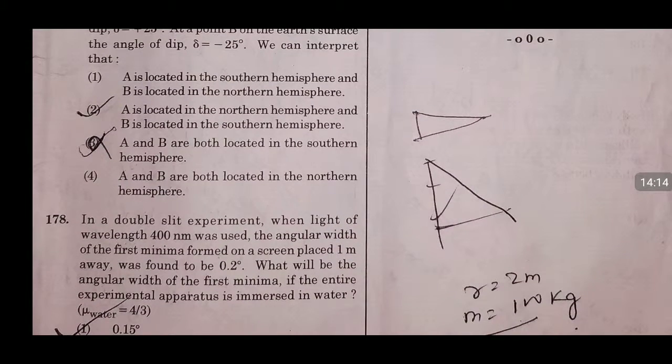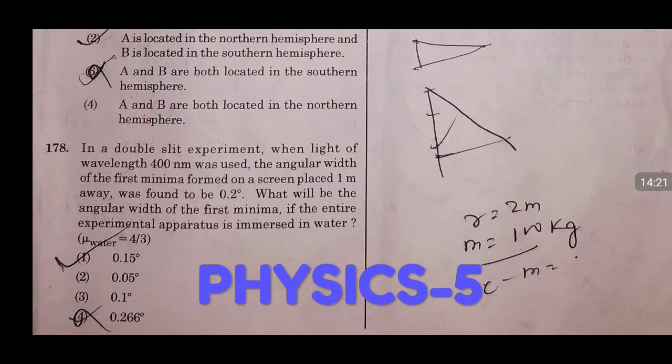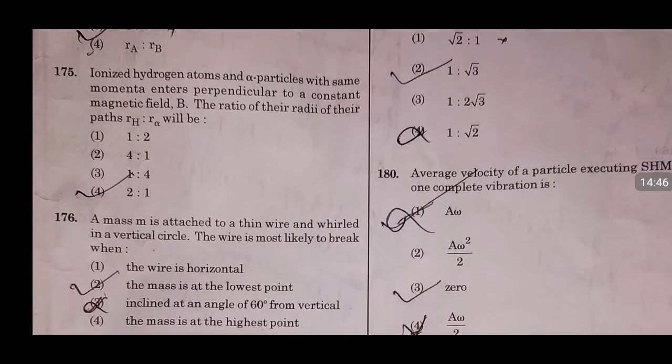Question number 178: In a double slit experiment where light of wavelength 400 nm was used, the angular width of the first minima formed on a screen placed 1 meter away was found to be 0.2 degree. What will be the angular width of the first minima if the entire experimental apparatus is immersed in water? Mu of water is equal to 4 by 3. Then the right answer will be 0.15 degree. First option will be the right option.